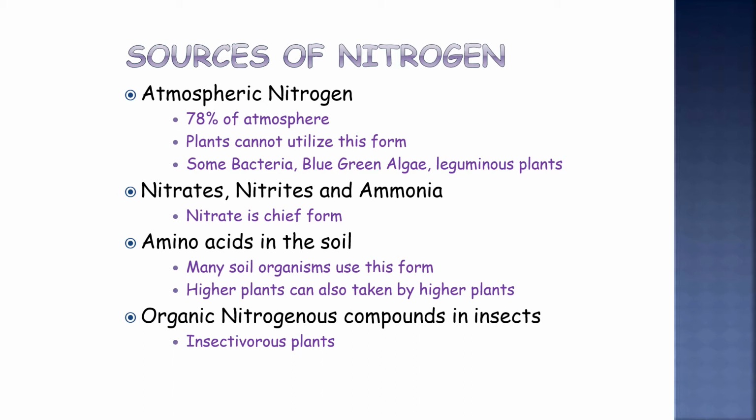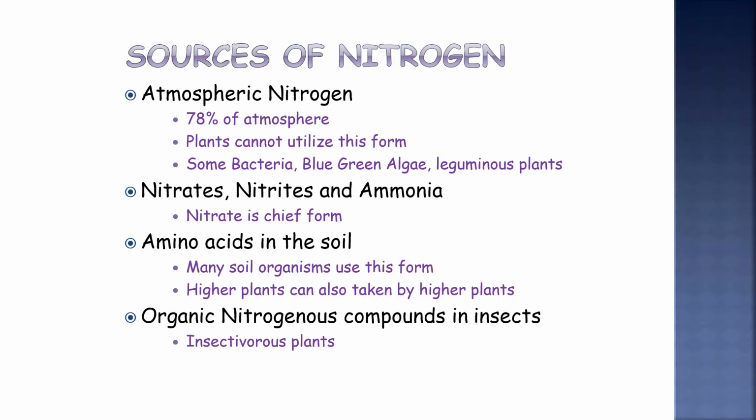Nitrate is the chief form which is found generally in the leguminous plants, and here some important bacteria and blue-green algae are also found. Amino acids in the soil: many soil organisms use this form of nitrogen, which is in the form of amino acids. It can also be taken by higher plants. Nitrogen in the form of amino acids is also utilized by higher plants.